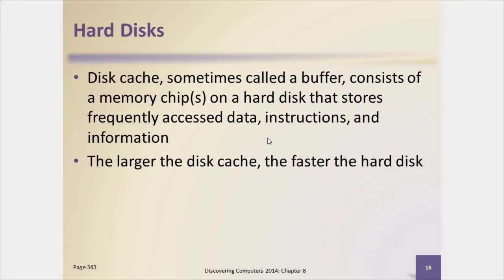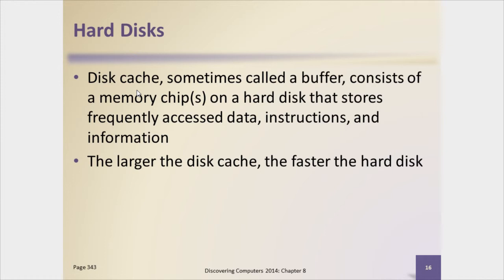Something else to increase the performance of your hard disk is something referred to as disk cache. This is similar to the discussion we had when we talked about the CPU and level 1, level 2, level 3 cache. It's very high-speed memory. It's a way to increase the performance of our hard disk.